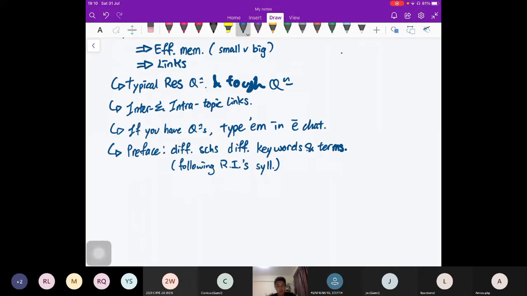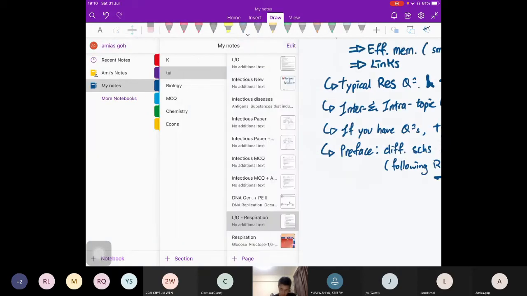Preface: different schools have different keywords and different terms. One example for today is that later we will talk about Krebs cycle. Some schools don't cover the names of the compounds, but my school did, so I'll be teaching you the names of the compounds. But if your school doesn't teach you, you don't have to memorize them. I'll just take it as a 4-carbon, 5-carbon, 6-carbon compound. Today we'll be following the RI syllabus.